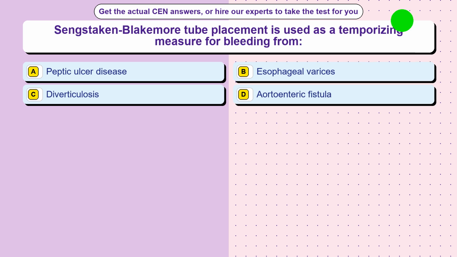Question 69. Sengstaken-Blakemore tube placement is used as a temporizing measure for bleeding from: Option A, peptic ulcer disease. Option B, esophageal varices. Option C, diverticulosis. Option D, aortoenteric fistula.